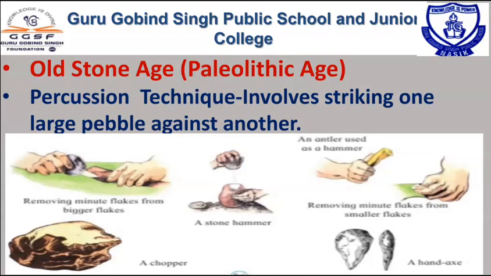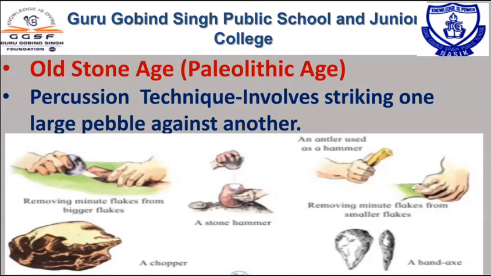So dear students, the main characteristic of the Old Stone Age is the percussion technique. What is meant by percussion technique? Percussion technique means striking one large pebble against another large pebble to obtain smaller stone flakes. With the help of this technique, one of the first tools made by Old Stone Age people was a crude tool, which is known as a chopper.